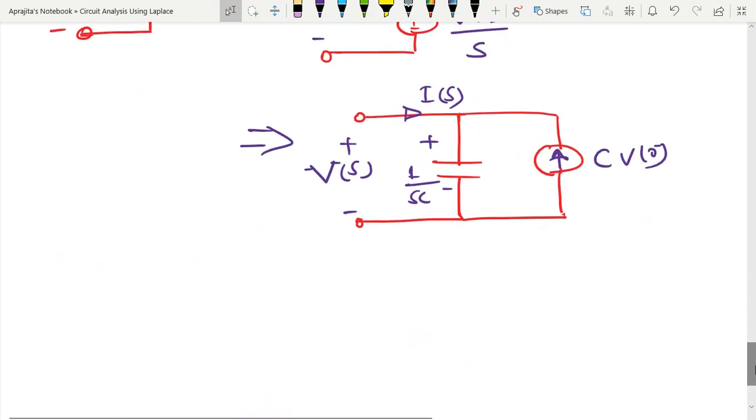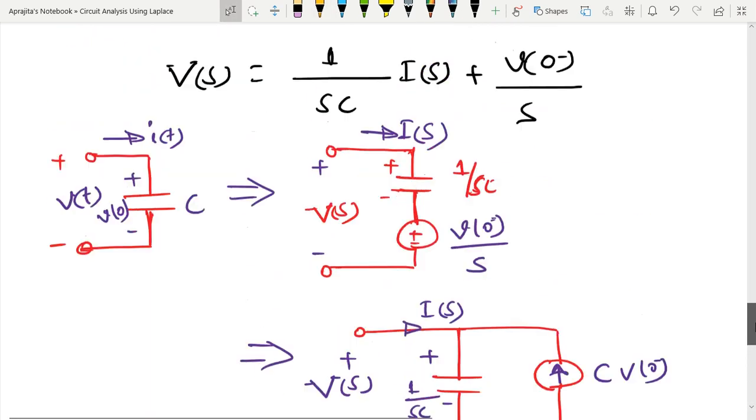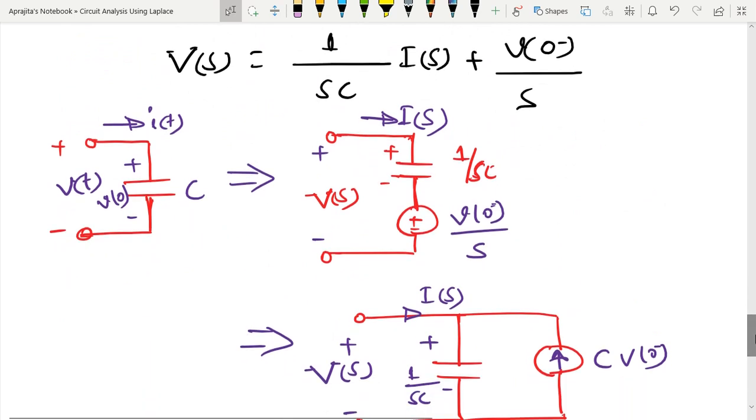So in this way I am able to generate, so give the name. These two figures represent the S domain equivalent circuit, and the first one is the time domain. So it is pretty easy to interpret. This is the time domain.